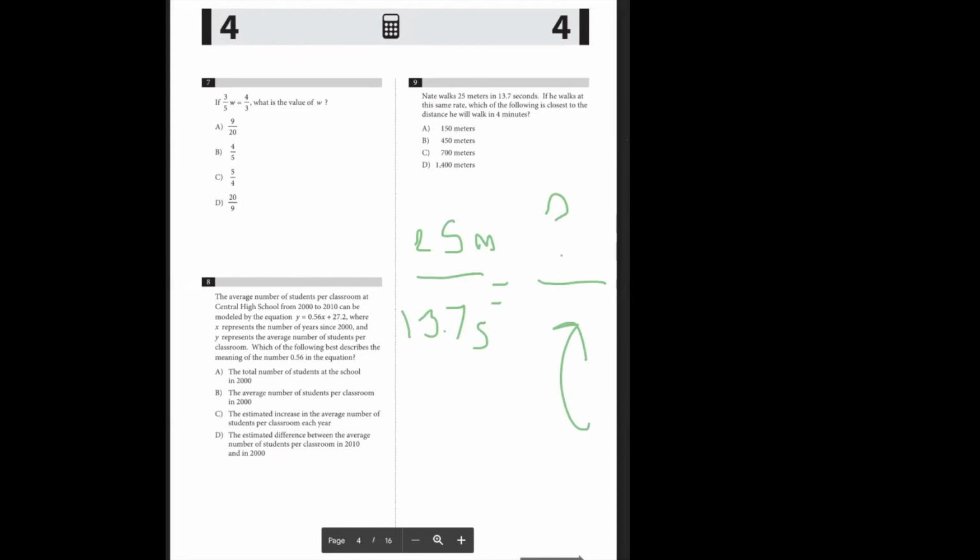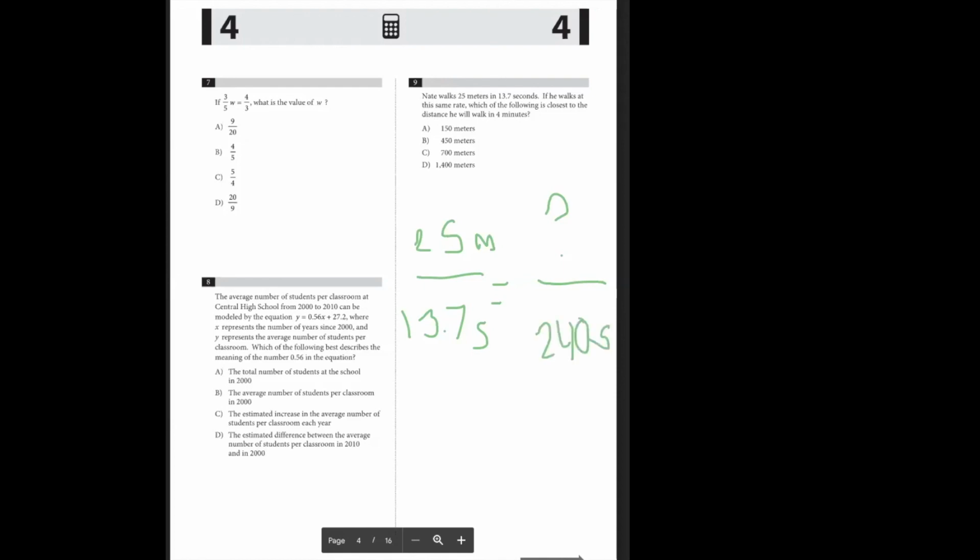There's only one little trick about this. You can't put 4 here because there are 2 different units. This is in seconds, this is in minutes. So before you do the proportion, convert the 4 minutes into seconds. Remember, there are 60 seconds in a minute, so all you have to do is do 60 times 4. You can do that in your head or in your calculator. You should get 240. And now that everything is in the right units, we can do the proportion.